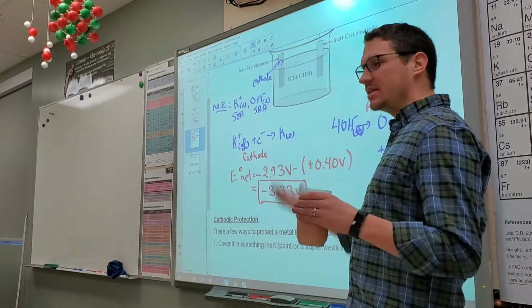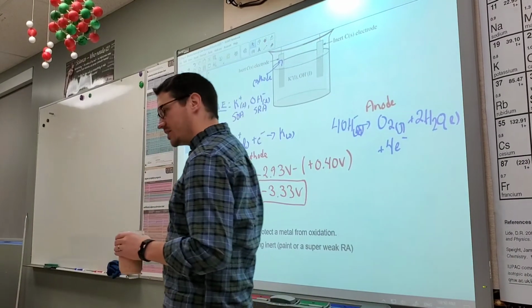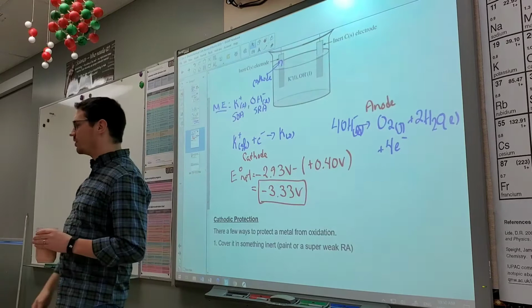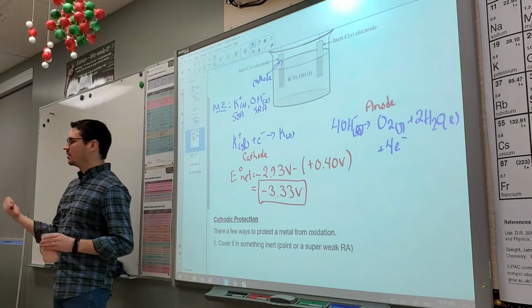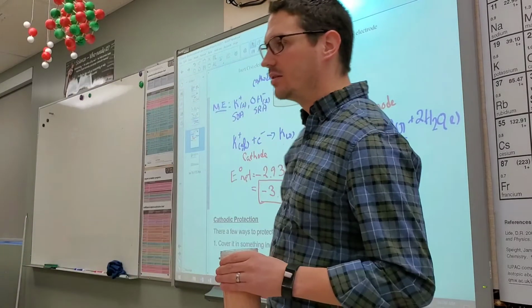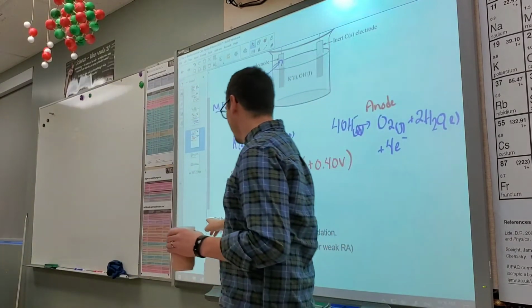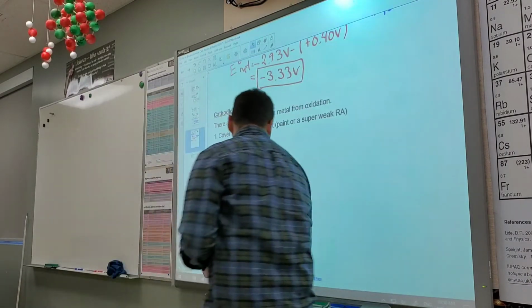And of course, is this spontaneous or non-spontaneous? It's non-spontaneous. Give me 2 reasons why you think this is non-spontaneous. It's got a negative voltage. It's uphill. It requires a power supply. Yeah. Good, Kate.